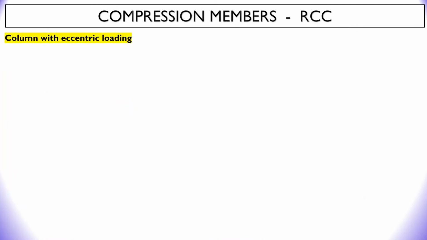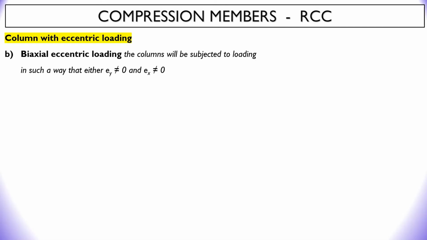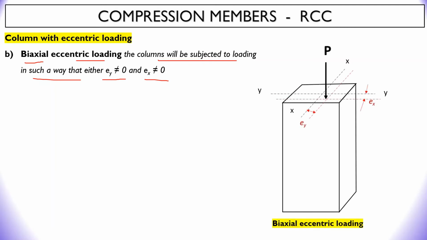Now what is a column with eccentric loading, or biaxial eccentric loading? That indicates that the column will be subjected to loading in such a way that it has eccentricity with respect to the y axis as well as some eccentricity with respect to the x axis. This diagram easily clarifies all the steps which we are going to discuss.